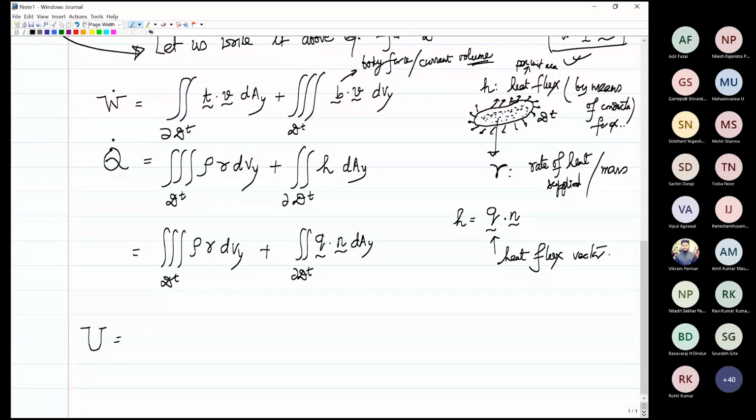So like I said, this heat flux is coming out of the body. So what will be the total Q dot for the body? It should be with a minus sign, isn't it? So here you'll have a minus sign.